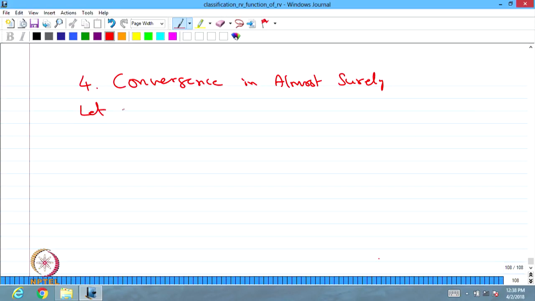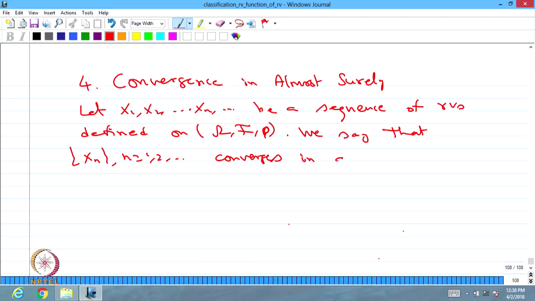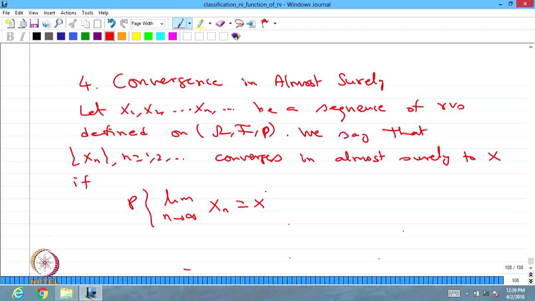Let x1, x2, xn and so on be a sequence of random variables defined on the probability space omega, F, P. We say that the sequence converges almost surely to the random variable x if the probability of limit n tends to infinity xn is equal to x, that is 1.